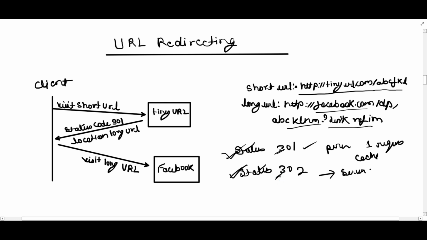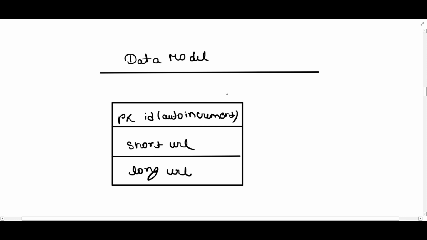So let's proceed and understand the data model, how we are going to store it and how we are going to structure it. The data model is very simple. First one will be the ID, and that will be the primary key as well, and it will be auto-incremented. One more column will be for the short URL, and the other one is for the long URL. Basically, in a high level design, everything is stored in a hash table. It is a good starting point.